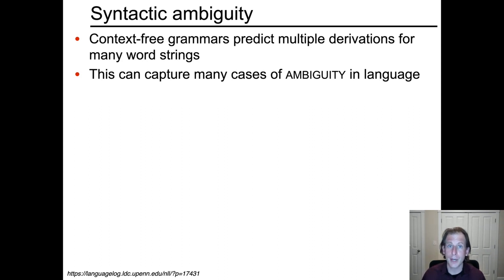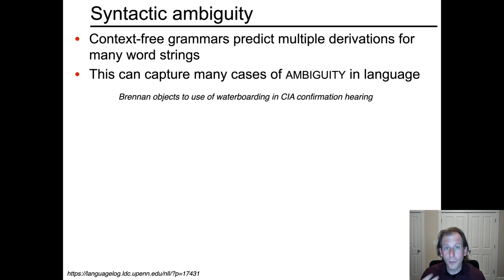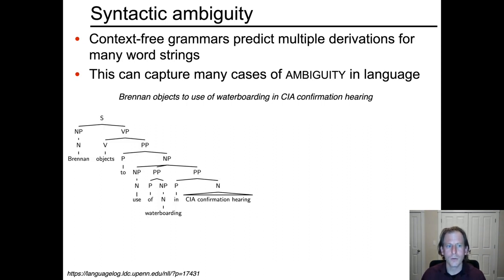This is from a newspaper headline a number of years ago. "Brennan objects to use of waterboarding in CIA confirmation hearing." If you take a moment to think about it, you probably identify a pretty prominent ambiguity. What is the role of "CIA confirmation hearing" to the rest of the sentence? Here is the interpretation that is not the right interpretation. Brennan objects to use of waterboarding, and "in CIA confirmation hearing" is where the use of waterboarding would be. That is not the right interpretation.